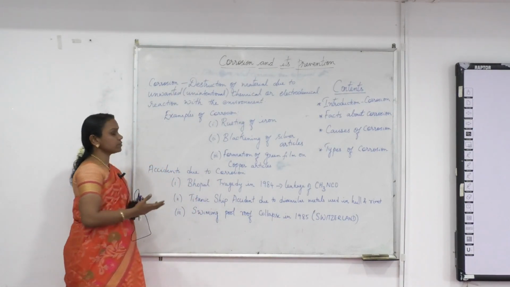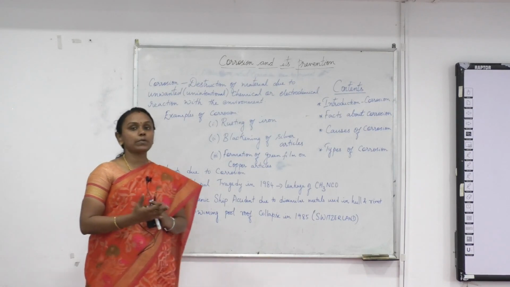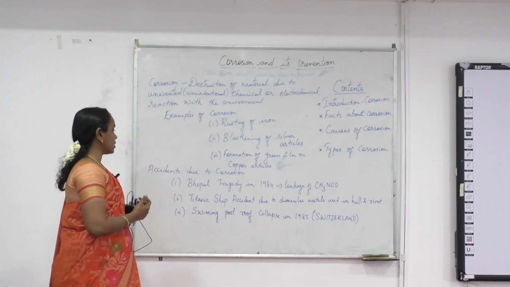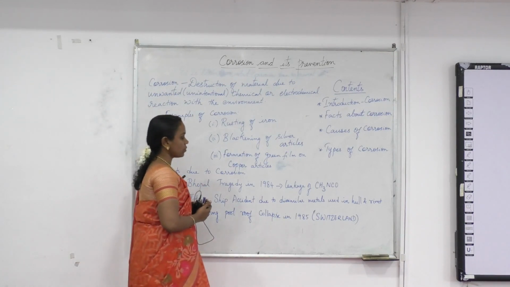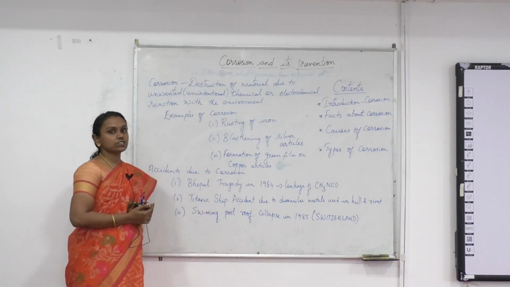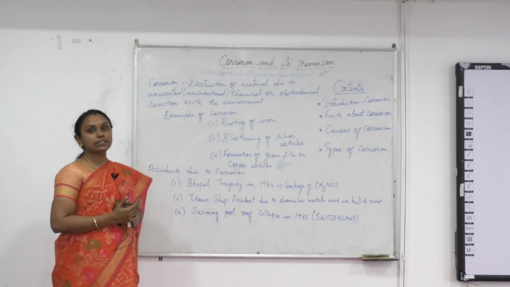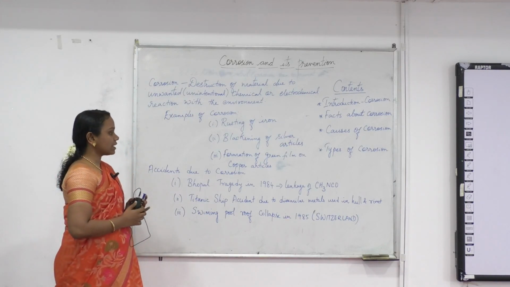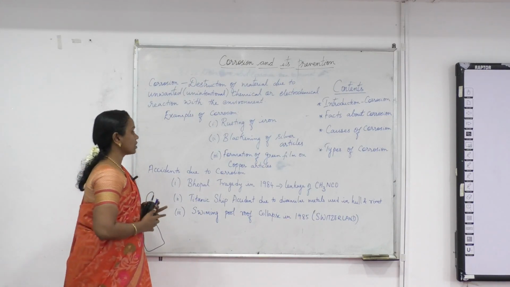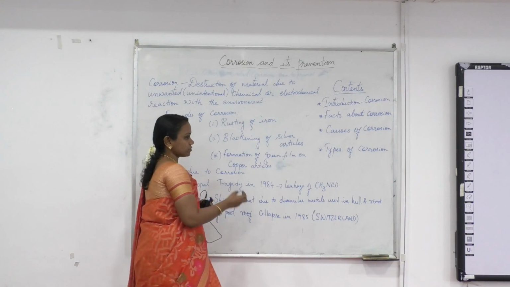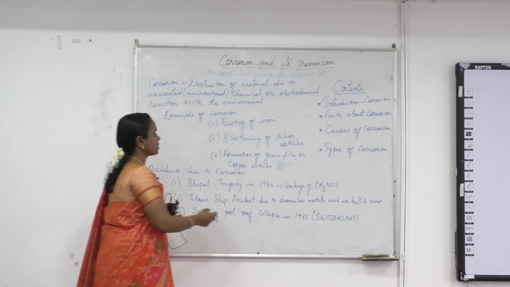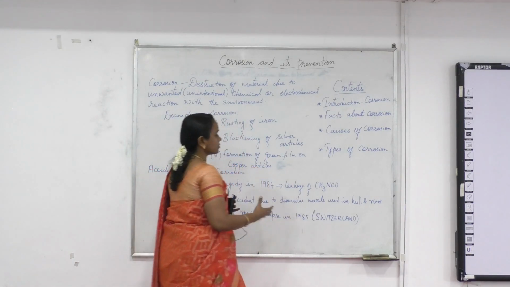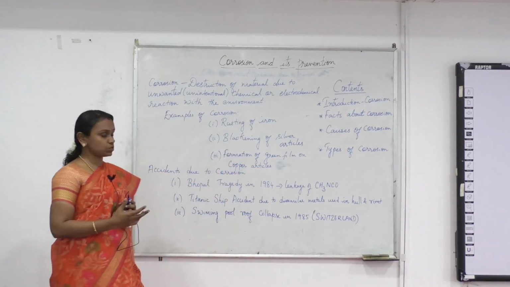Now there are many major accidents that happen due to corrosion. Some of the examples are global tragedy. The global tragedy in 1984 was due to the leakage of a deadly poison known as methyl isocyanate. That happened due to leakage in the pipeline in which methyl isocyanate was stored.